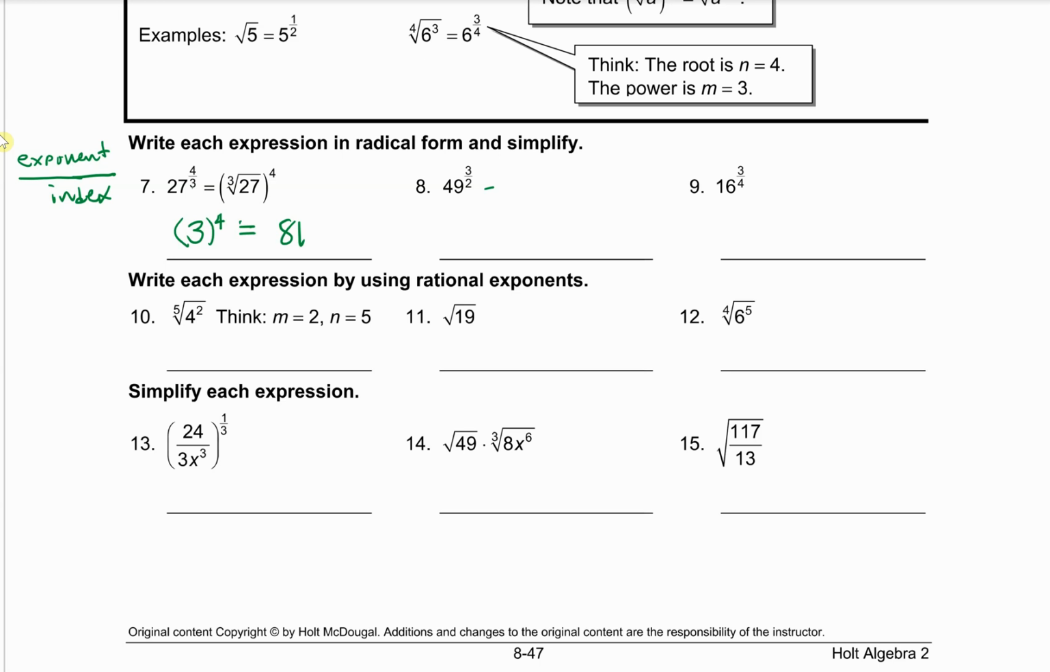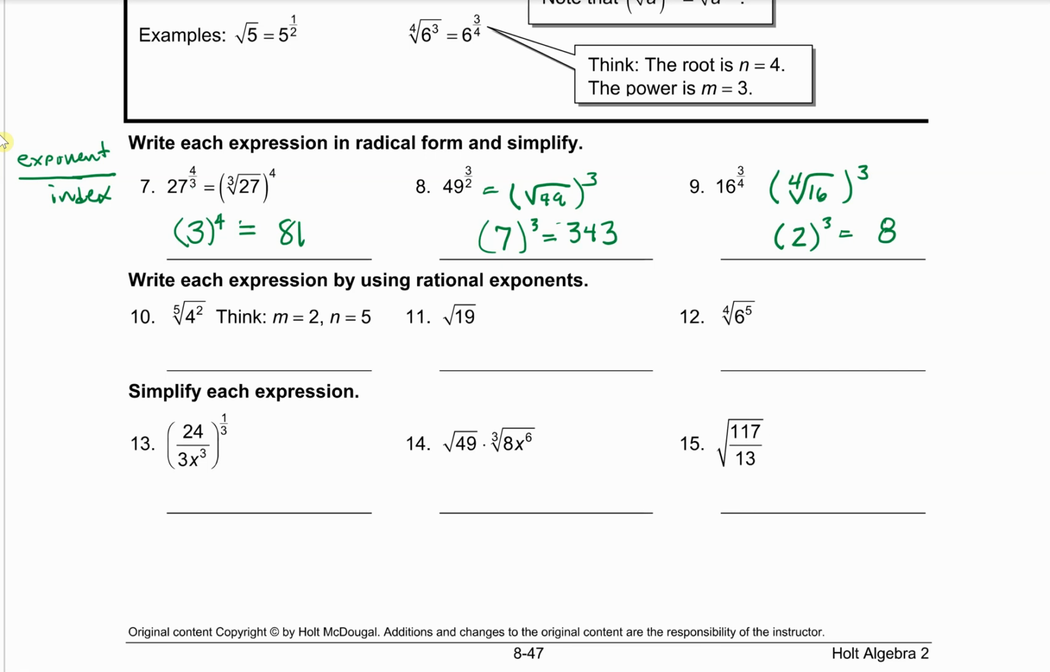49 to the 3/2. All right, well, let's make that the square root of 49 cubed. So that would become 7 cubed, which is 343. 16 to the 3/4. Make it the fourth root of 16 cubed. Fourth root of 16 is 2. 2 cubed is 8.